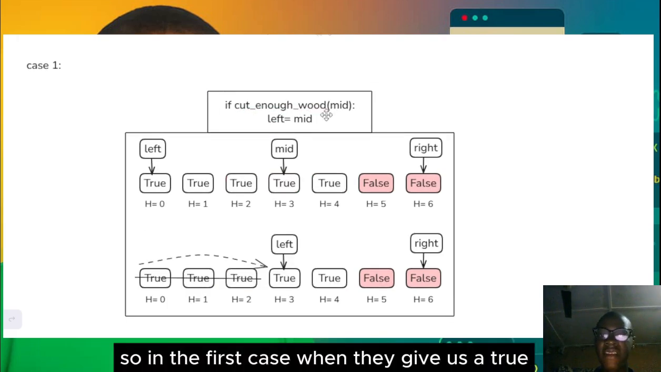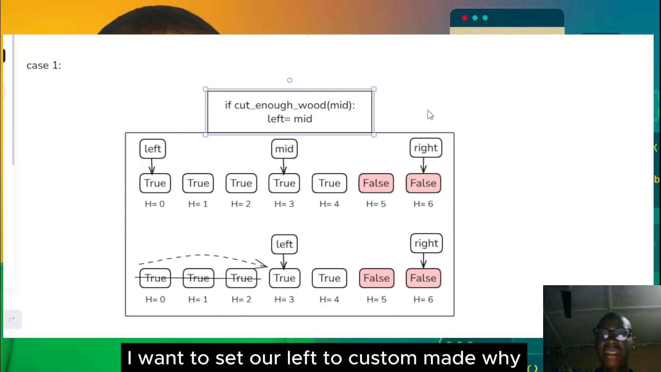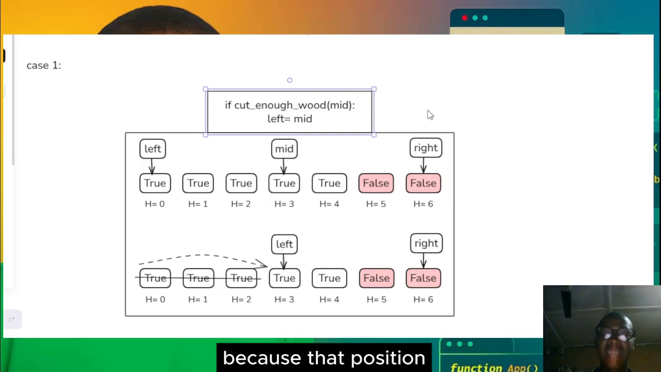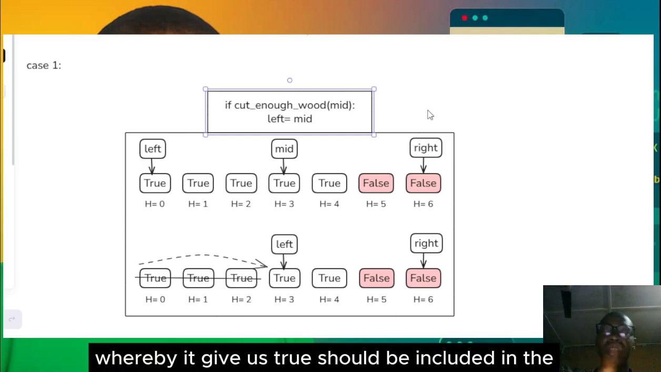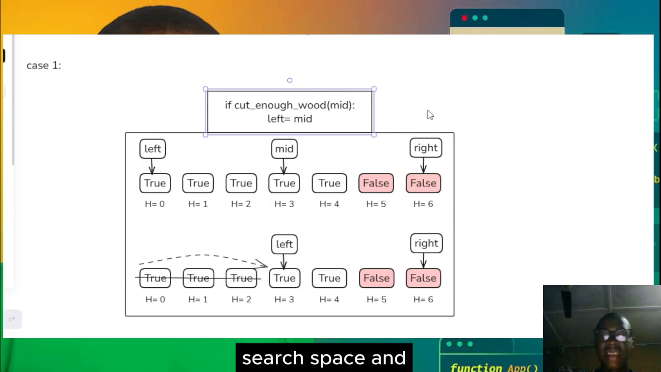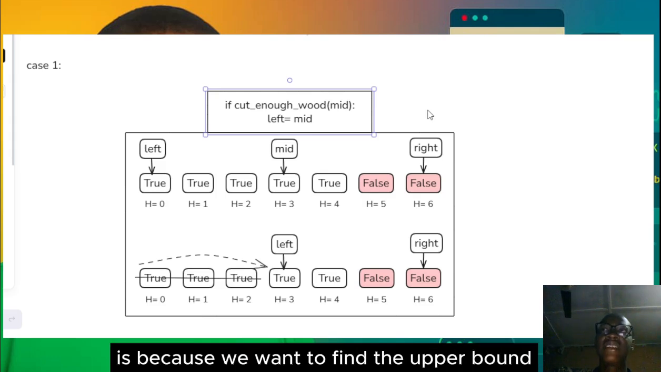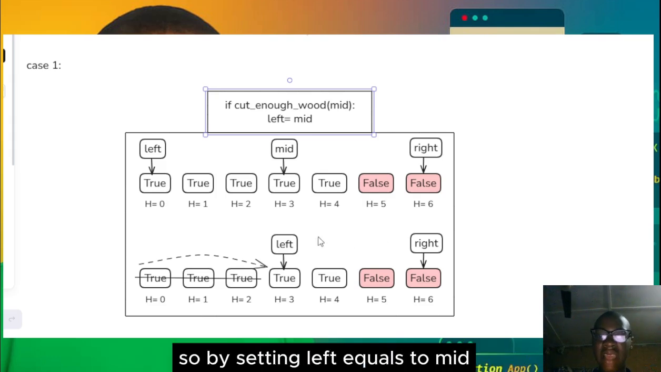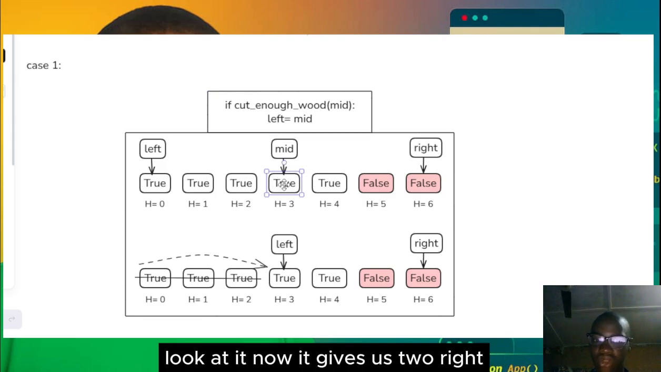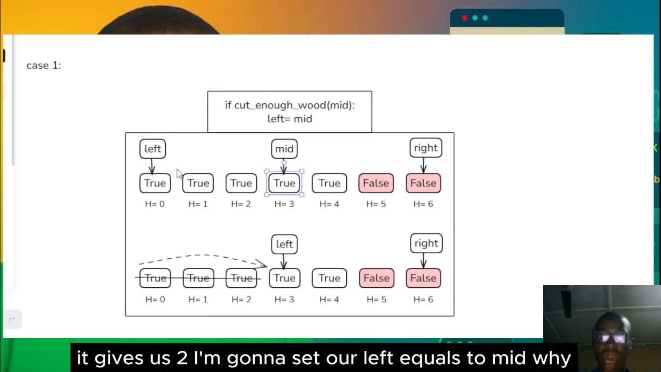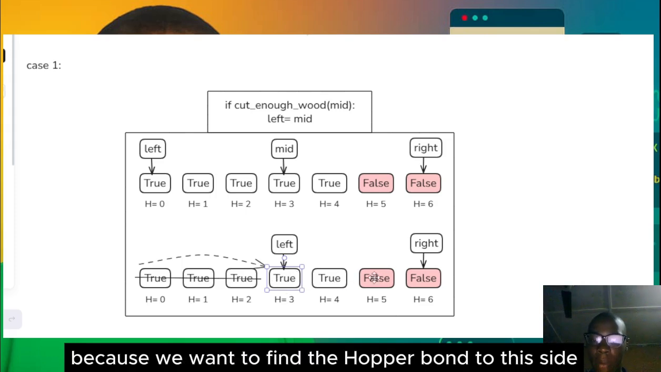So in the first case, when it gives us a true, what we want to do is set our left equals to mid. Why? Because that position whereby it gives us true should be included in the search space. And why we are setting left to mid and not right equals to mid is because we want to find the upper bound. So by setting left equals to mid, look at it now, it gives us true, right? Look at this example, it gives us true. We're going to set our left equals to mid. Why? Because we want to find the upper bound to this side.